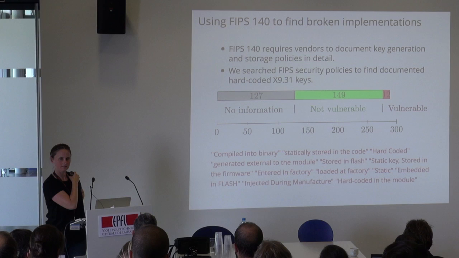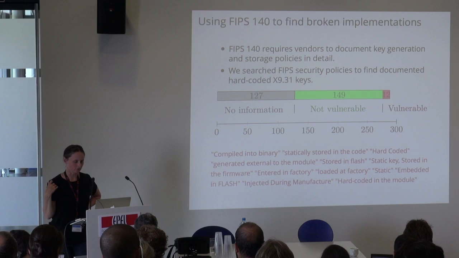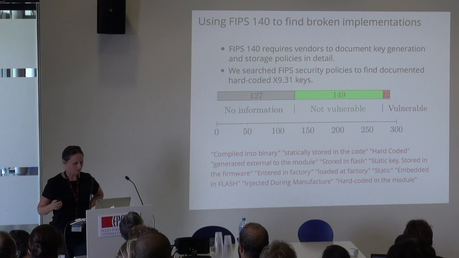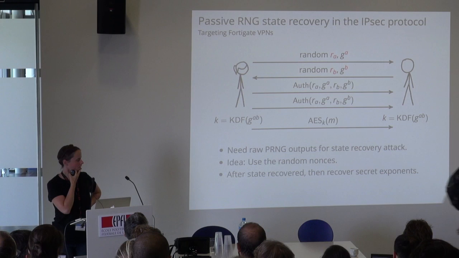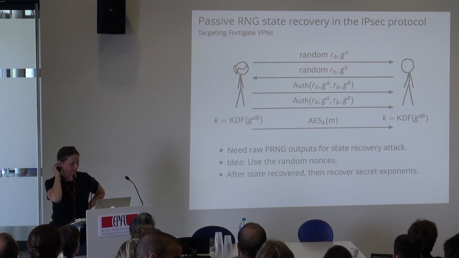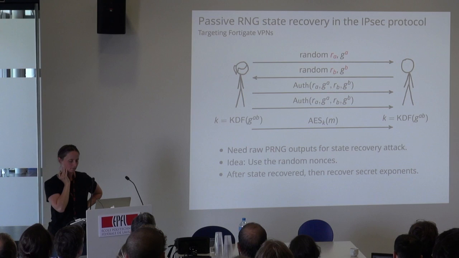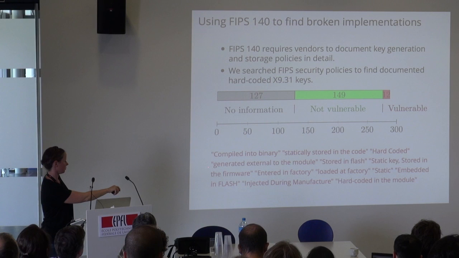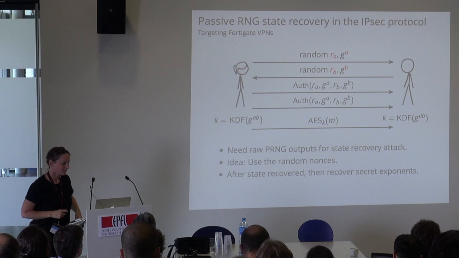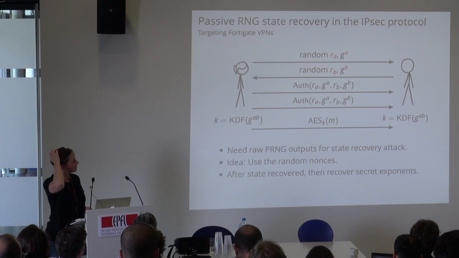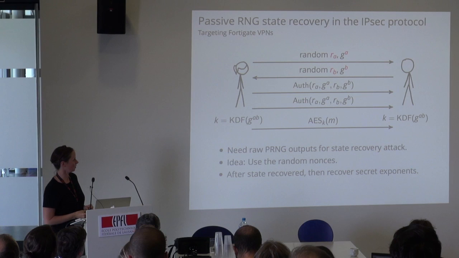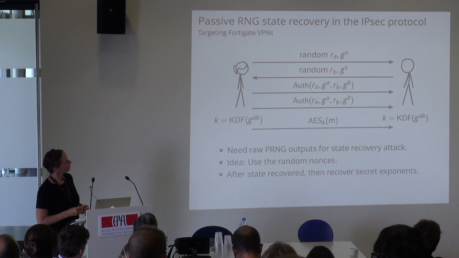Okay. So in order to actually demonstrate this, because you always have to demonstrate your attack works, we carried out a state recovery attack against FortiGate VPNs. So FortiOS V2 was vulnerable to this attack. They generated their keys external to the module, which meant that they were hard-coded in the source code. And we actually did passive IPsec decryption based off of this random number generation flaw. So we reverse engineered the software, extracted the key, and then wanted to actually decrypt the encrypted traffic that was being sent out.